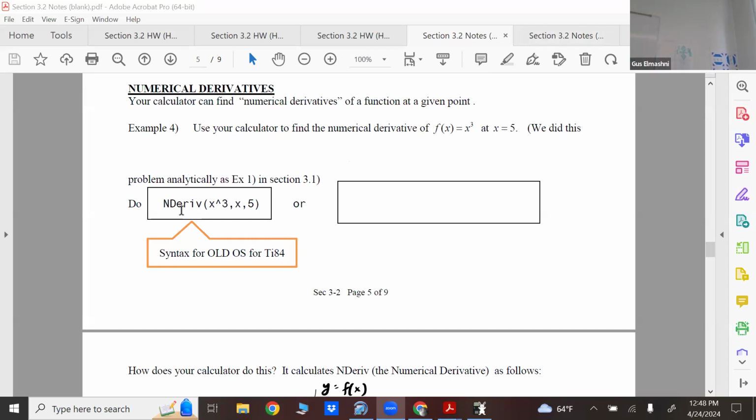You had to know the first argument was a function. The second argument is with respect to what variable, with x. And then the third argument was at what number you're going to plug in. That was the old operating system of the TI-84. But the way the new operating system works, it's actually symbolic, which is actually better, right? You want to be able to read it that way.